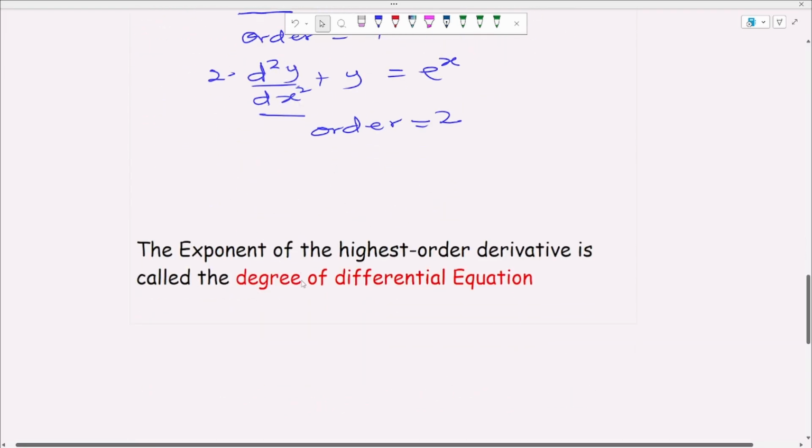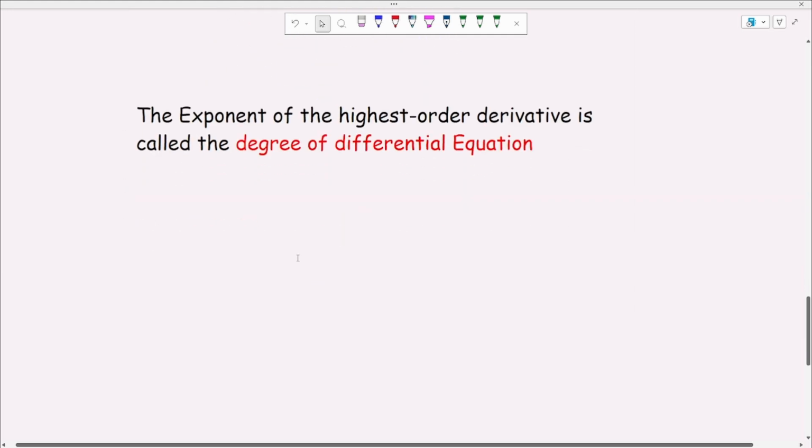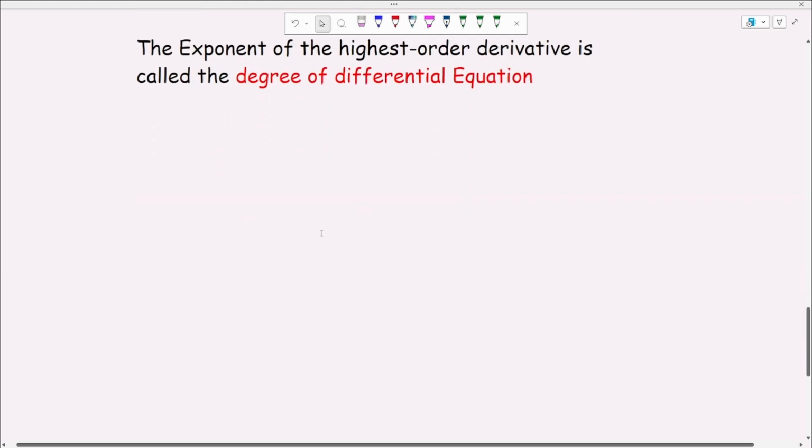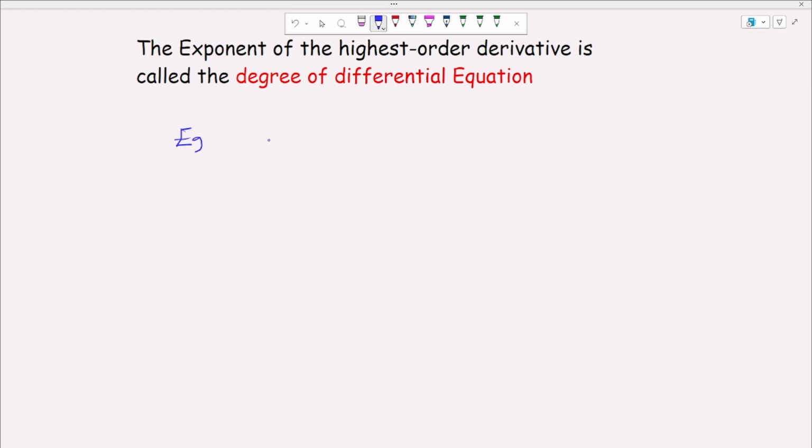Now let's move on to the degree of a differential equation. After finding the order of a differential equation, then there's the sentence. The sentence here, or the exponent that we are going to give, is what we call the degree of the differential equation. So the degree refers to the exponent of the highest order. So let's move on. For example, let's say we have been given this.